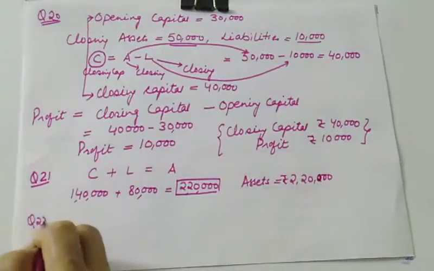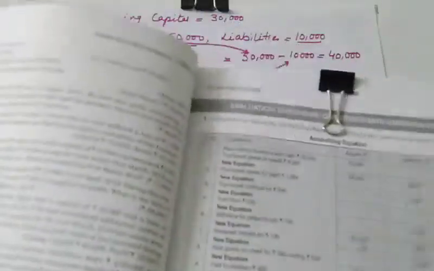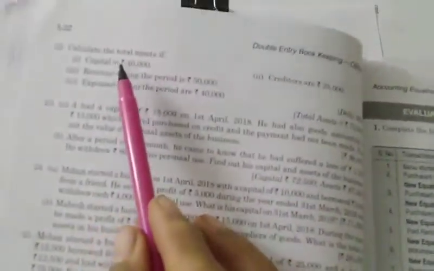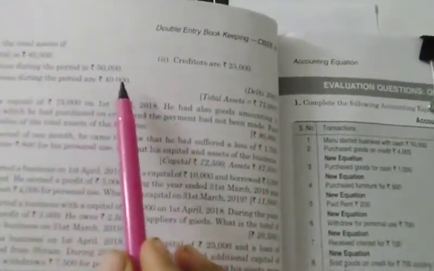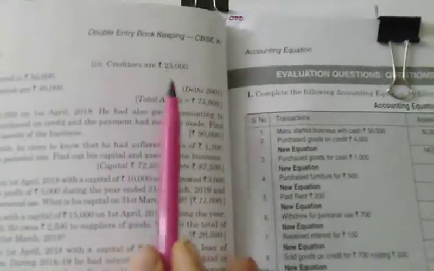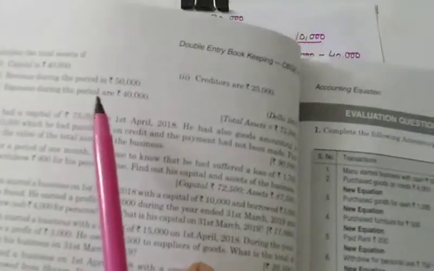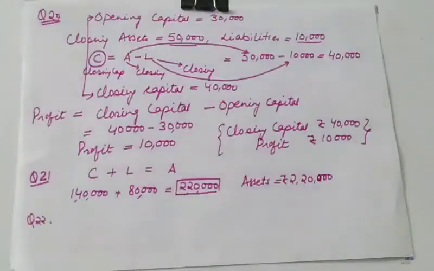Now next, question number 22. I hope you will be able to see this question number 22 on your screens. So you are required to calculate total assets if capital is given to you as 40,000, revenue during the period is 50,000, expenses are 40,000 and creditors are 25,000. So what is new in this? Revenue and expenses are given to you instead of profit. And you know that difference between revenue and expense is your profit, and we are required to calculate assets.